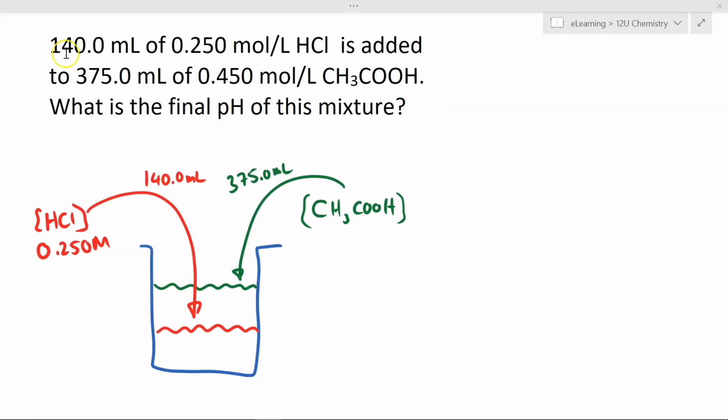Alright, so the question asks: 140 milliliters of 0.250 mole per liter HCl is added to 375 milliliters of 0.450 molar acetic acid. And then it goes on to ask what is the final pH of this mixture.